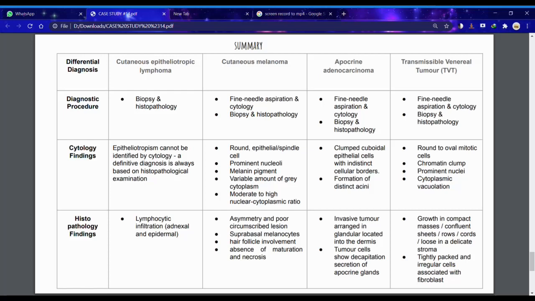So, like in the case of cutaneous melanoma, you can have round epithelial and spindle cells, prominent nucleoli and melanin pigment, and so on. My point is, when we are going to diagnose a tumor or even a visceral cell mass, we always look for the prominent feature at the cytological level or the histological level. When we follow this as the rule of thumb for diagnosing cell masses, we can confidently get to the correct diagnosis.